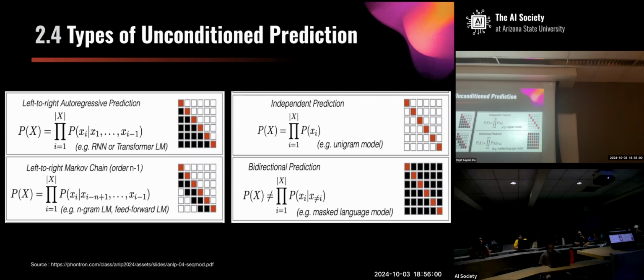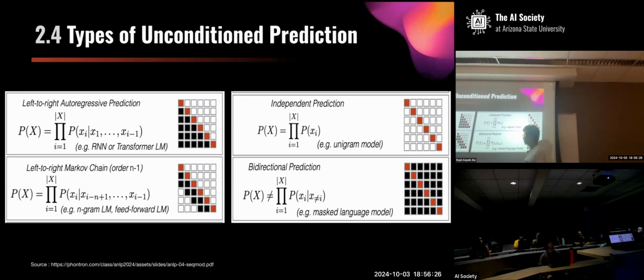Then another example is the left Markovian chain, the n-gram which I talked about. Instead of the whole context, you only consider a certain amount of context, like the previous n words. And then there is independent prediction, the unigram model. So basically an n-gram model where n equals 1. You are not considering any of the previous words. You are just calculating the probability of xi.